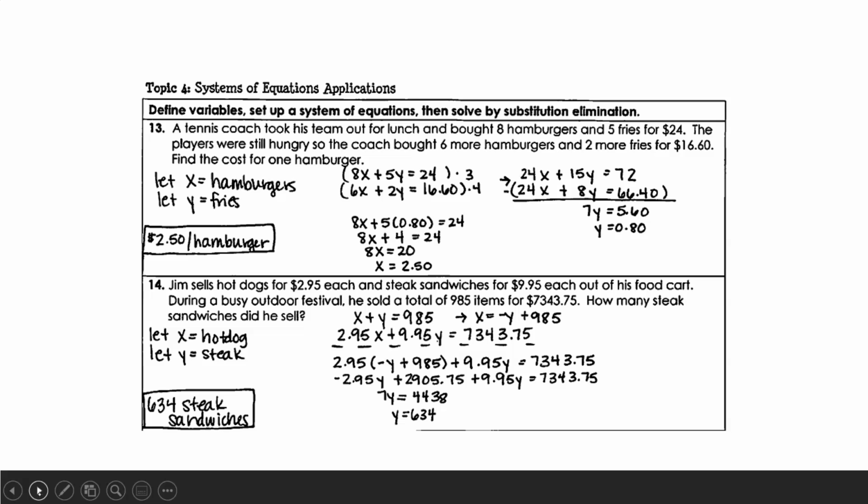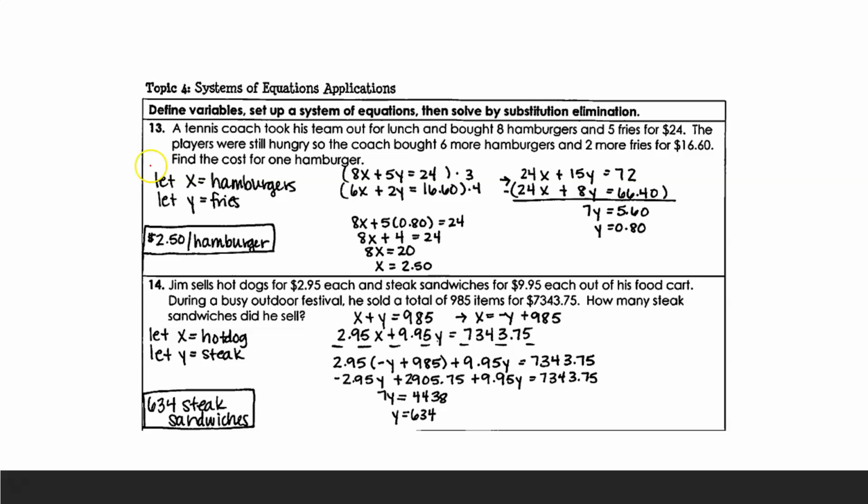All right, these are word problems which seem to scare some of you. 13, a tennis coach took his team out for lunch and bought 8 hamburgers and 5 fries for $24. The players were still hungry, so the coach bought 6 more hamburgers and 2 more fries for $16.60. What is the cost of a hamburger?